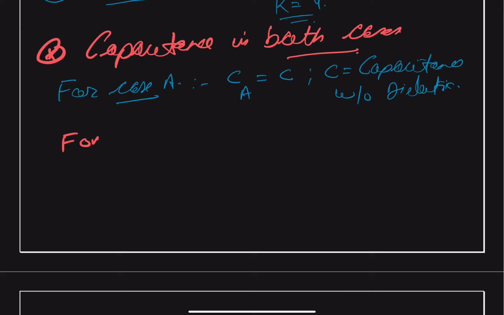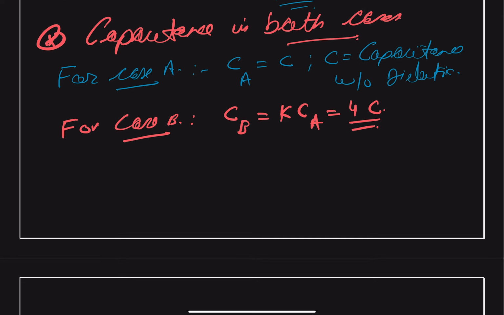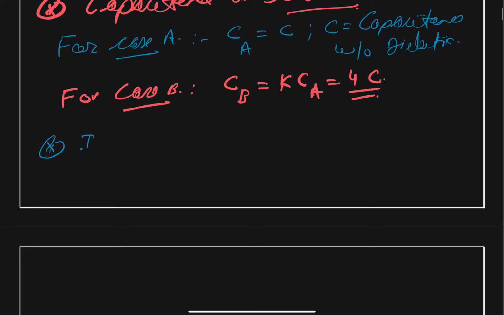For case B, CB is K times CA. The dielectric constant is given as 4, so this comes as 4 times C. Now we are going to find out the impedance of the RC circuit.